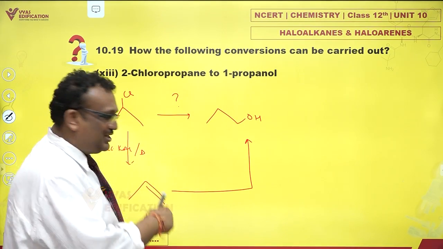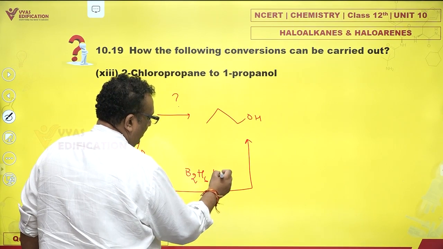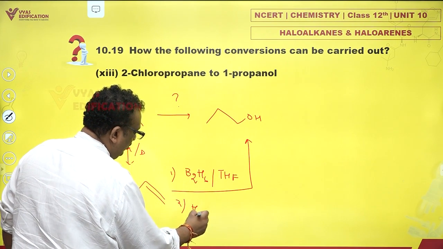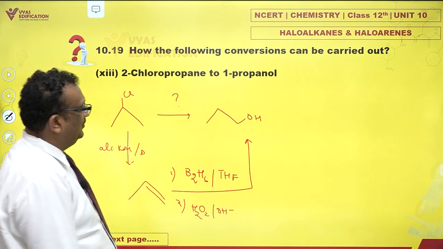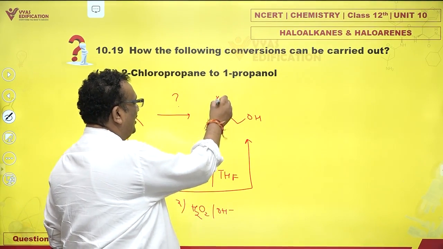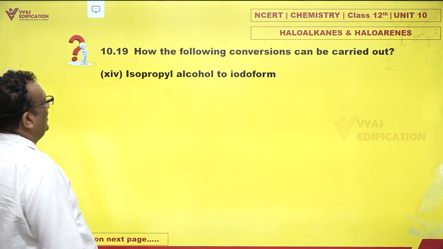Hydroboration, oxidation, we started with that, right? So you add B2H6 in THF or any dry ether, and then you add H2O2 with basic medium. You get anti-Markovnikov addition of HOH, and beautifully you get this. Simple, direct 2 steps. Good enough.